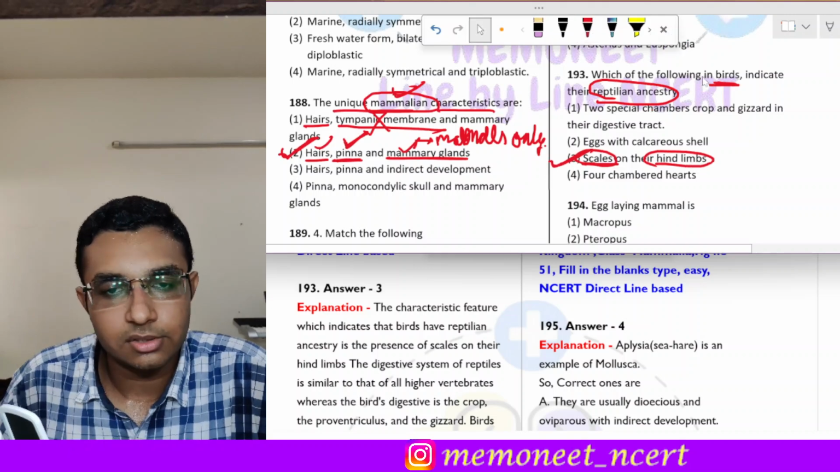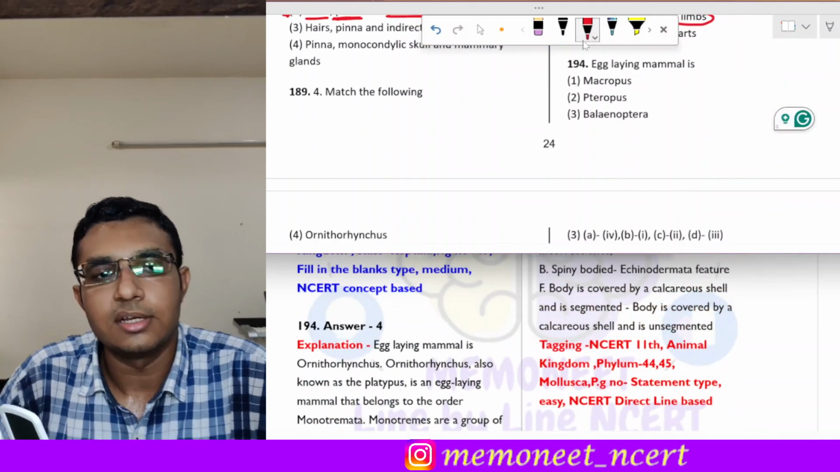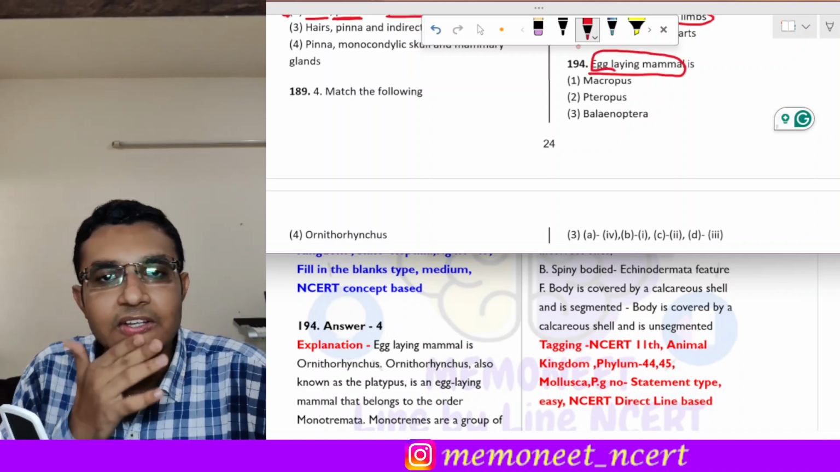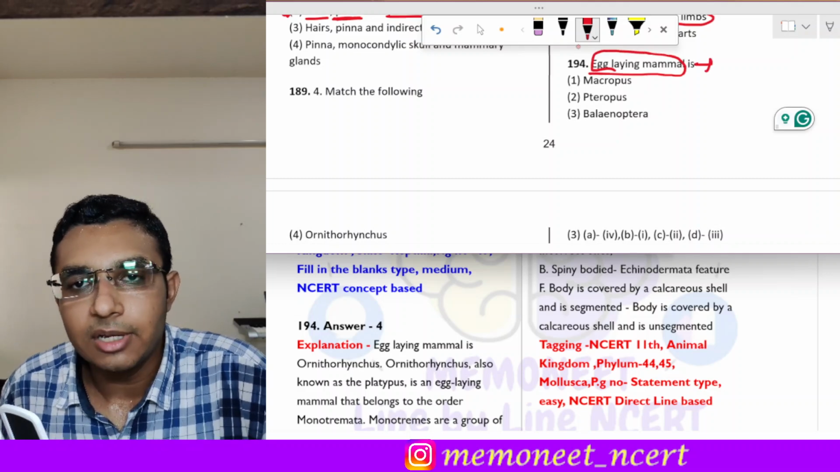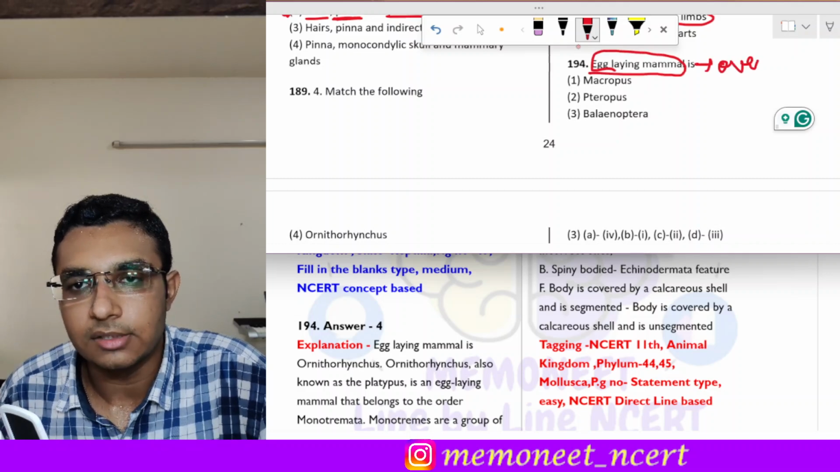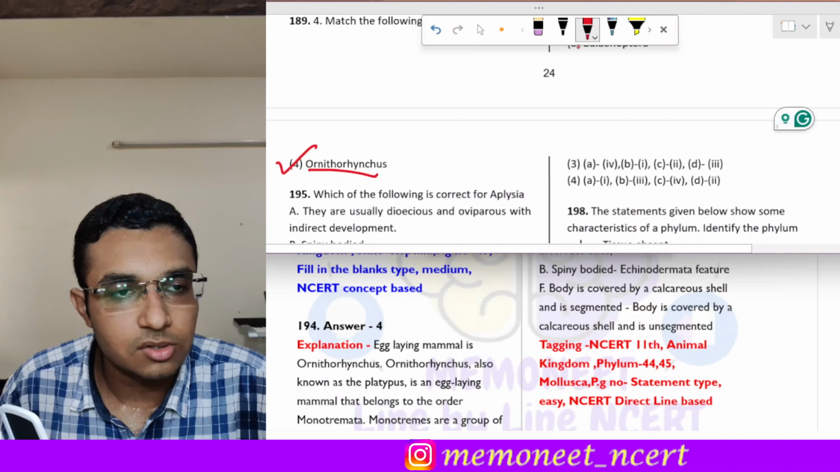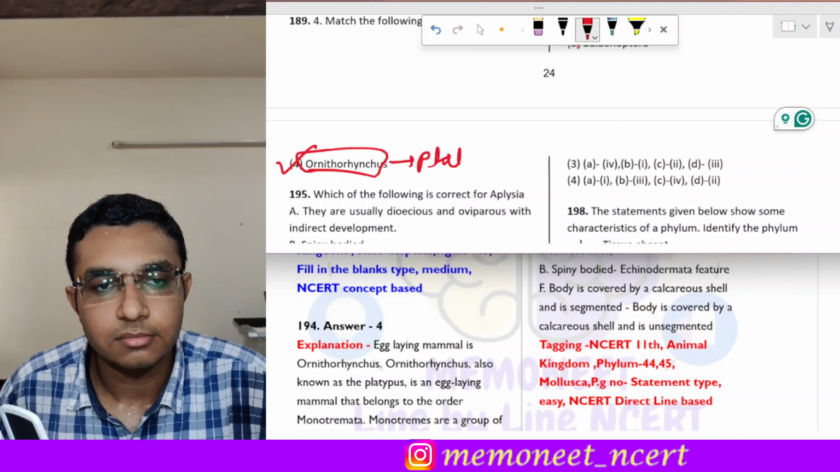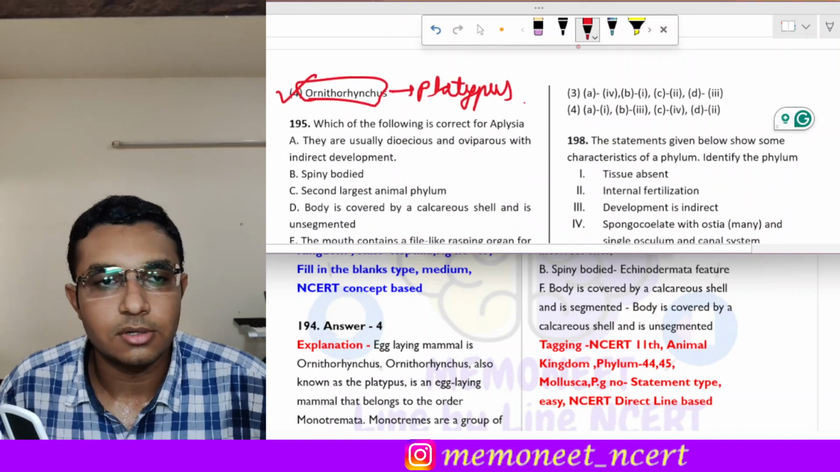Moving on to the next question, that is question number 194. Question 194 is asking that the egg laying mammal is dash. So it is asking the example of an egg laying mammal, which means oviparous. An example of an oviparous mammal is option 4, that is Ornithorhynchus. The other name for Ornithorhynchus is platypus. So the correct answer of this question is option 4.